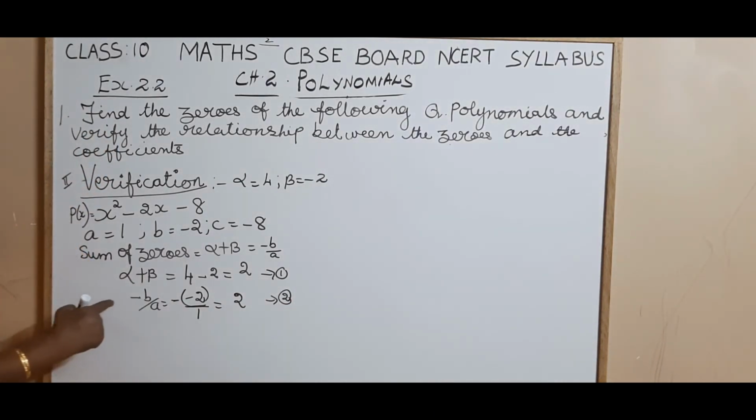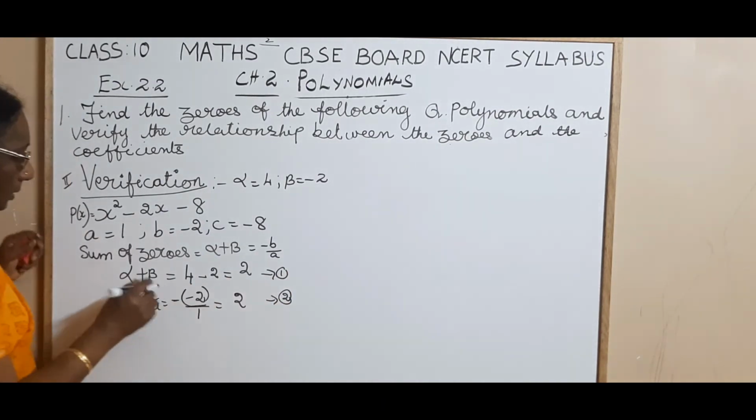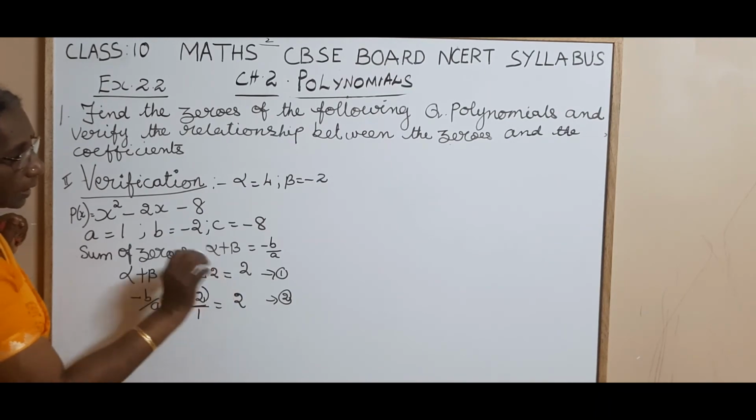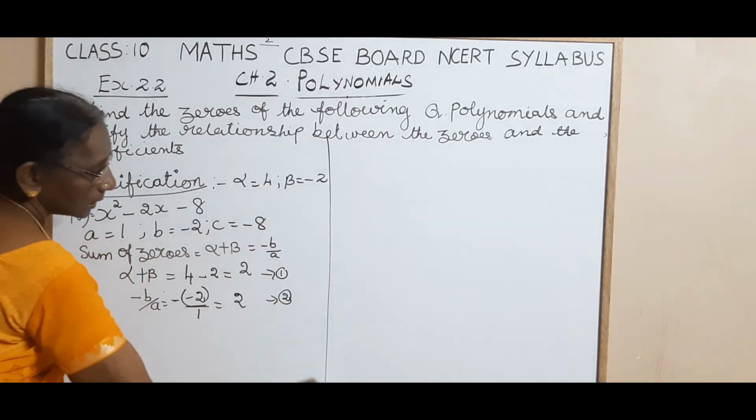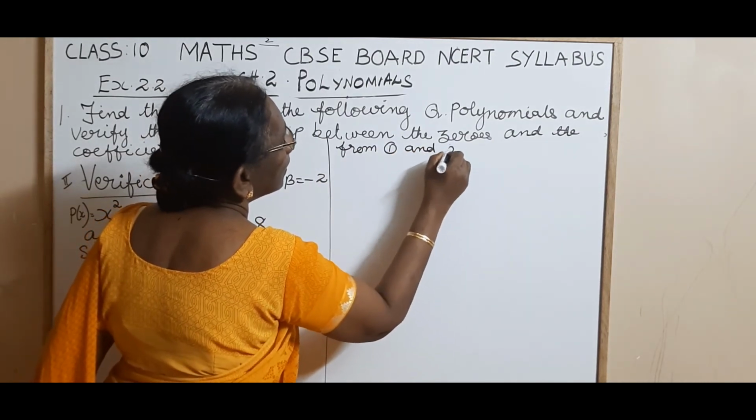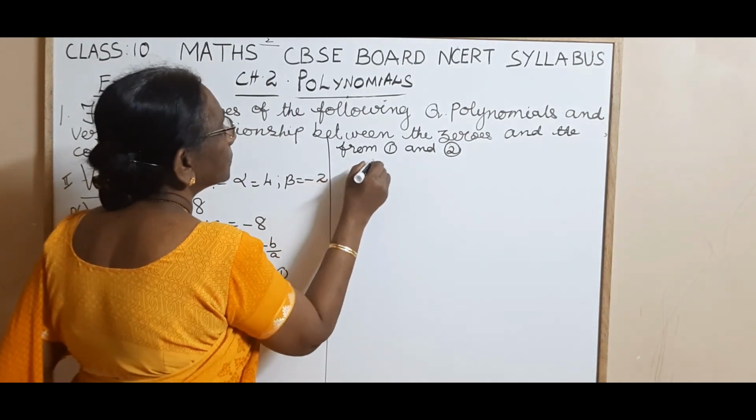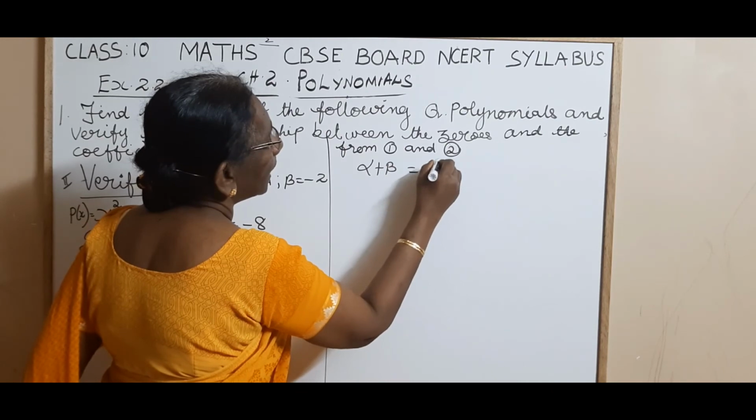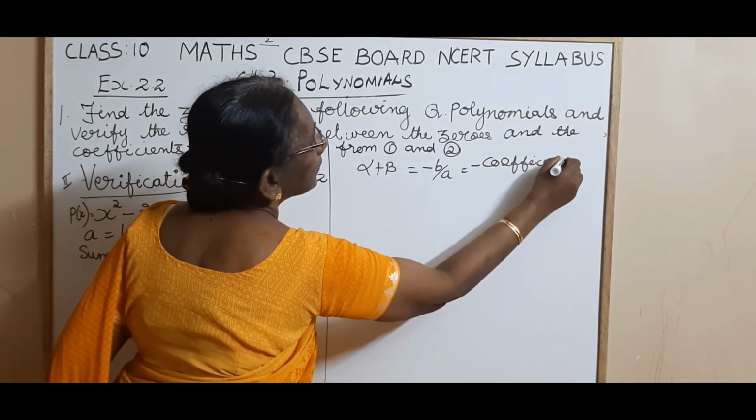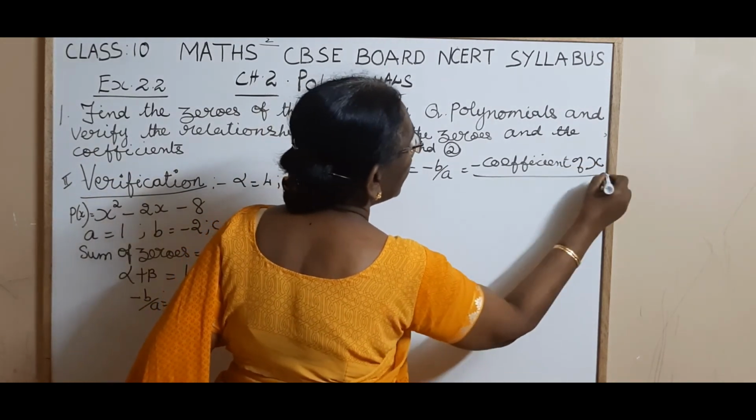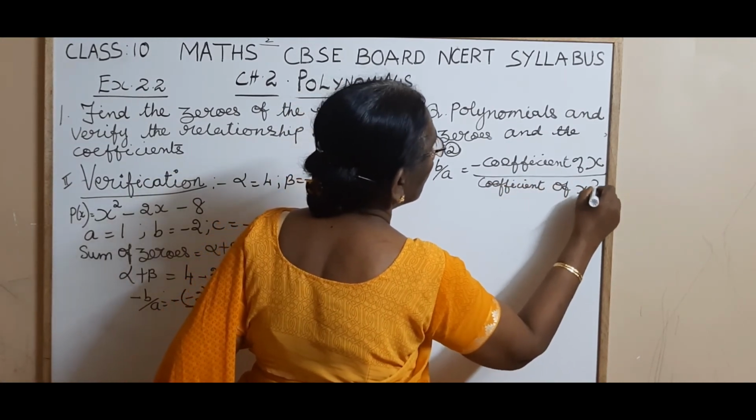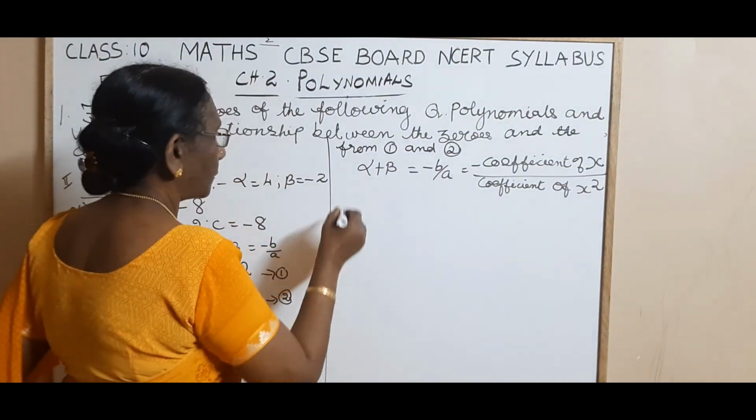This is alpha plus beta. And what is minus b by a? Minus coefficient of x by coefficient of x squared. Therefore from 1 and 2, what do you get? Sum of the zeros, alpha plus beta, is equal to minus b by a, which is minus coefficient of x by coefficient of x squared. Okay. Next, we'll move to the second one. What is the second one?